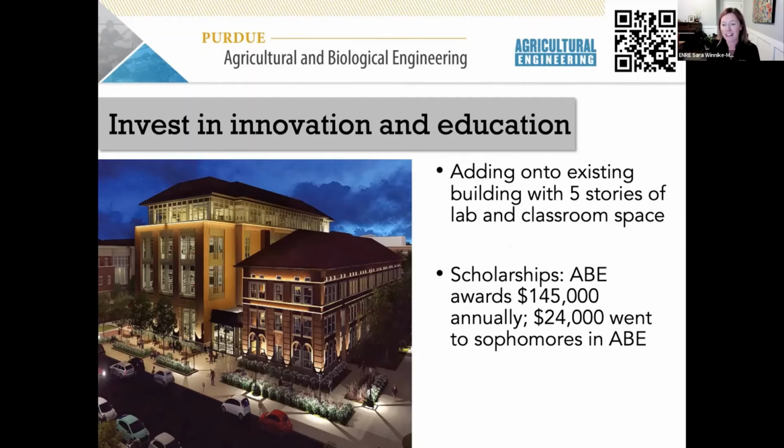But what I really want to highlight on this slide is our scholarship. Because we are a small department, $145,000 may not seem like a lot, but with a smaller department, that is quite a bit of money per student. And we award that to students in every level. So sophomores who come into ABE next year get a piece of that. Last year was $24,000. For folks in your shoes, once they became sophomores in our department, were awarded these scholarships for academic excellence and leadership and things like that.